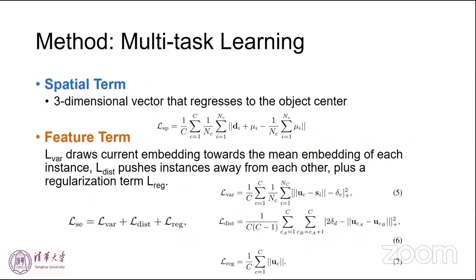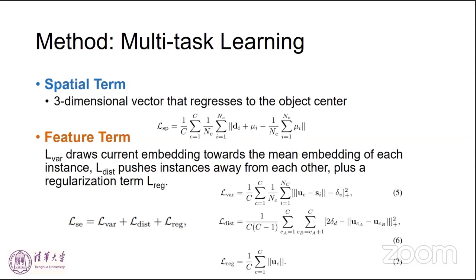With the spatial term, we want to predict a three-dimensional vector that regresses to the object center. We use an L1 regression loss. Here D_i is the predicted displacement vector to the underlying instance center. Mu_i is the location of the ith voxel of the seed's instance.